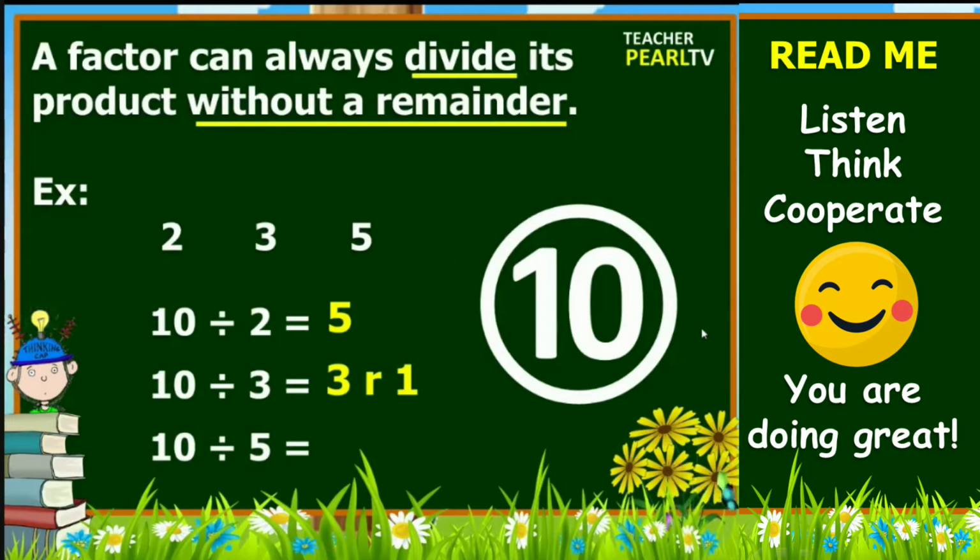Next, 10 divided by 5 is equal to? What's your answer? Correct, 2. So, among the 3 numbers here, which are 2, 3, and 5, which are considered factors of 10? Think of your answers. Very good. The factors of 10 are 2 and 5. 3 is not a factor of 10 because when we divide 10 by 3, the result has a remainder.